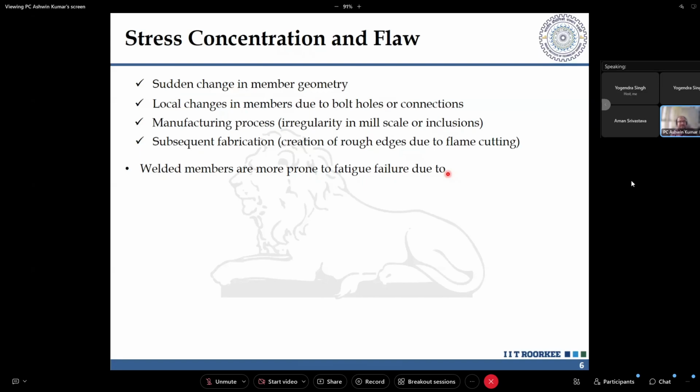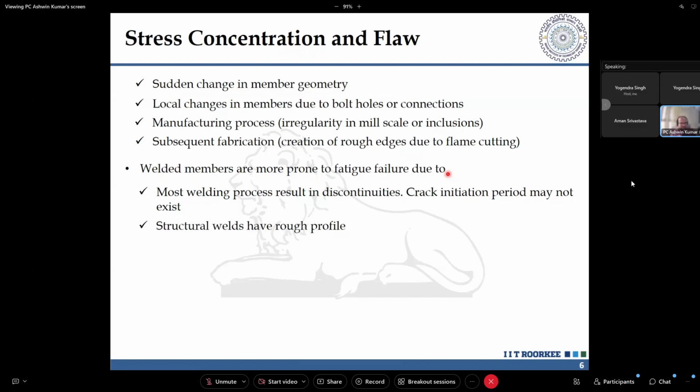That also creates a kind of flaw in the structural assembly that you might be creating for your bridge deck, right? And then welded members: in terms of steel structures, in comparison to bolted connections, welded connections have more tendency to fracture under fatigue. It is more prone to it. Why? Because most welding processes result in discontinuities. The crack initiation period, as I said, may not even exist for such welded structures. Structural welds have very rough profiles.